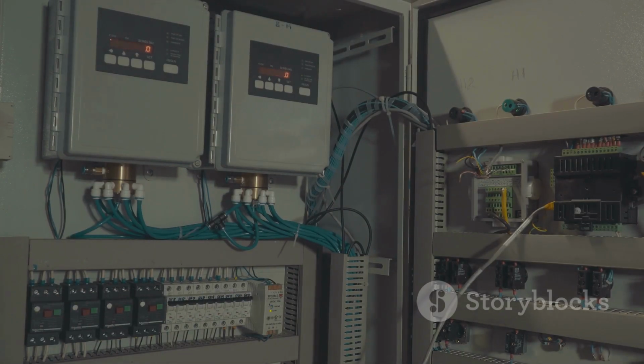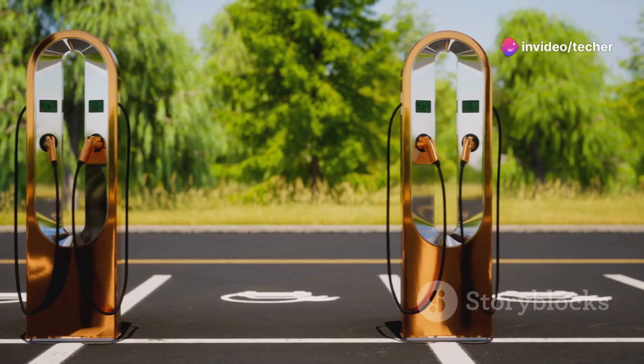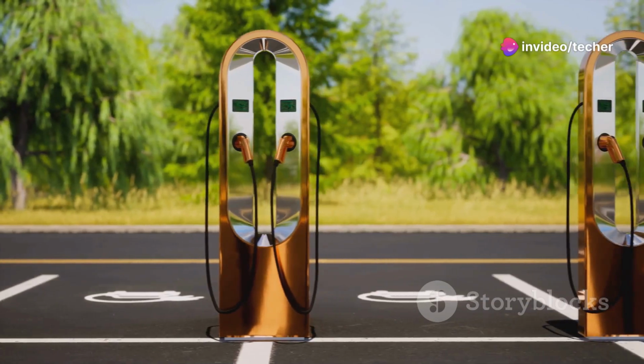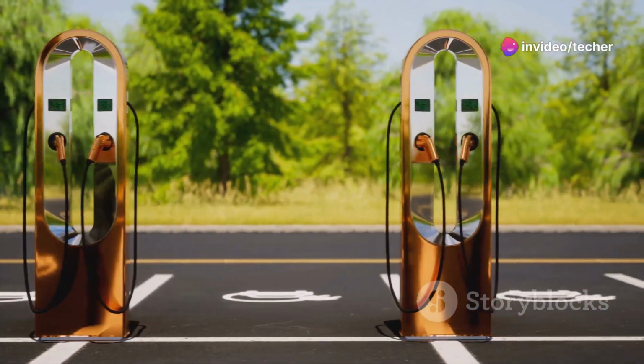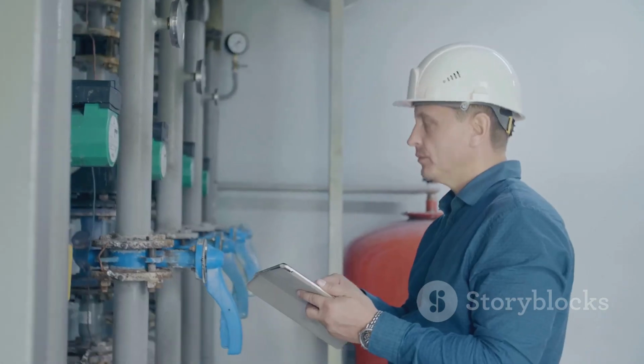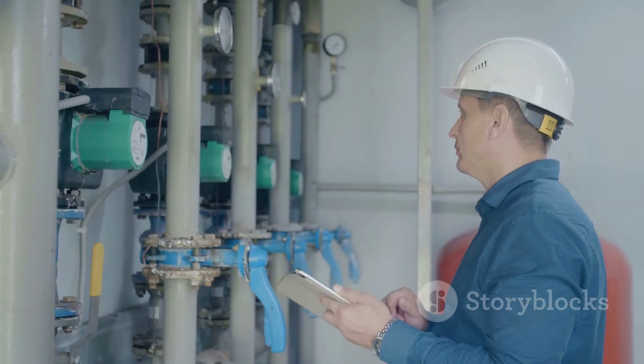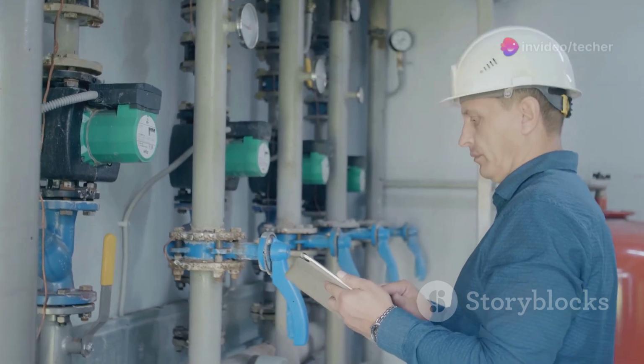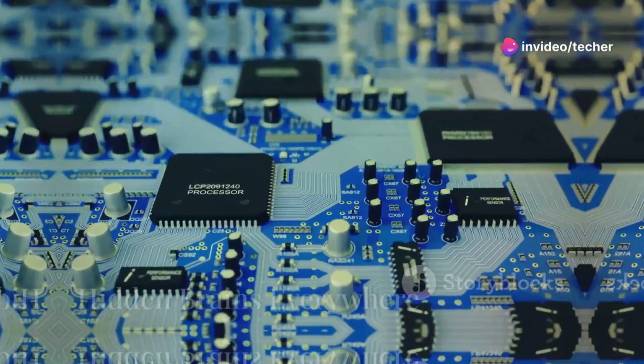Power electronics is all about managing and controlling the flow of electrical power. From charging your phone to powering electric vehicles, it plays a crucial role in efficient energy conversion. We'll dive into how devices like power converters and inverters regulate voltage and current, ensuring that power is delivered safely and effectively.